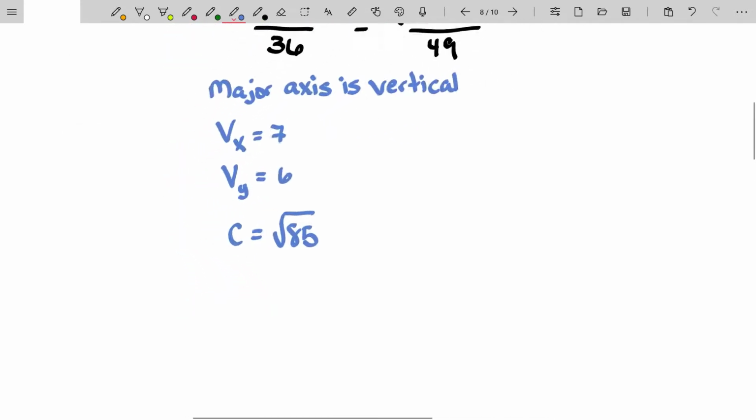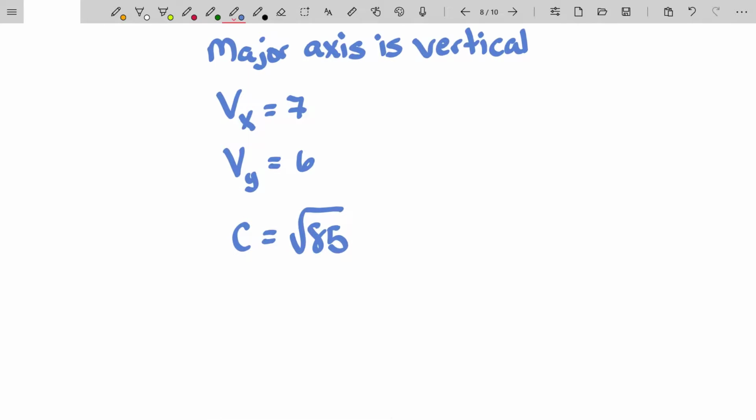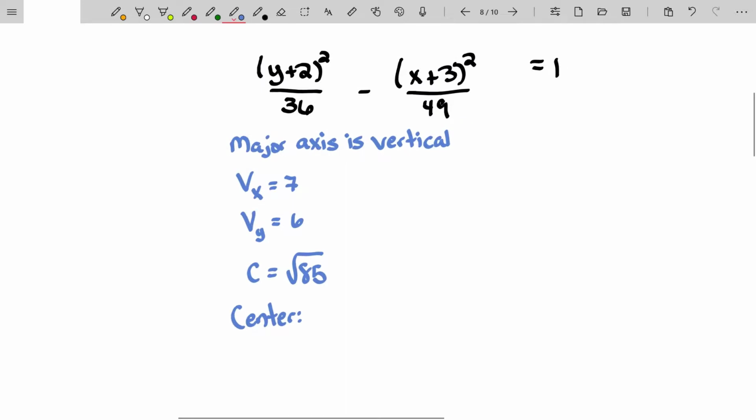Oh, one other thing actually. My asymptotes, the center, actually, two things. The center is going to be at -3, -2. So let's write that in here.